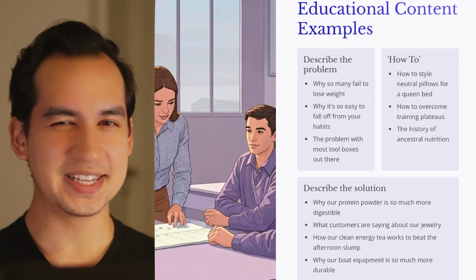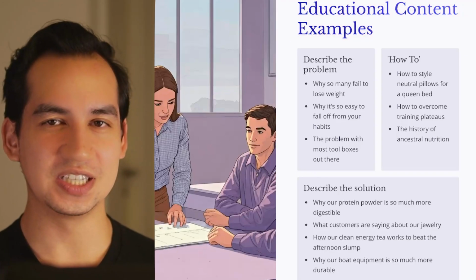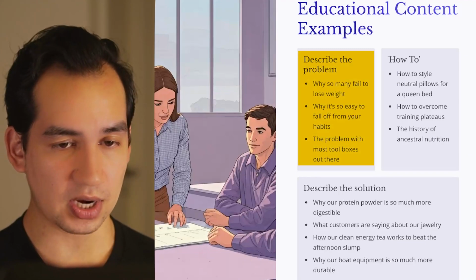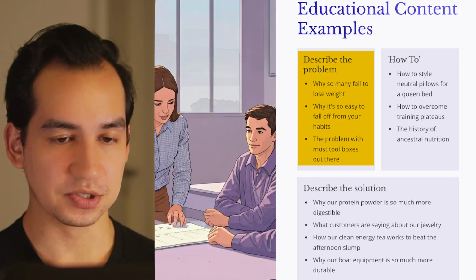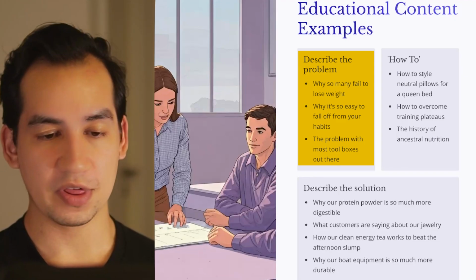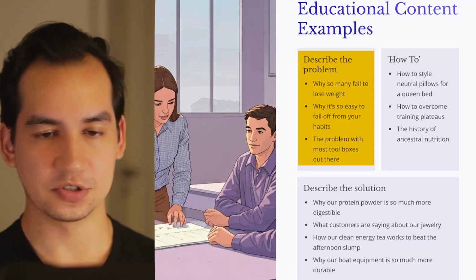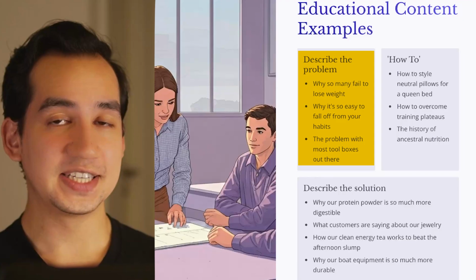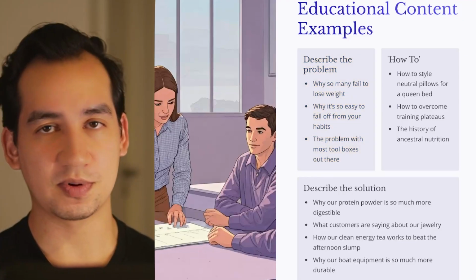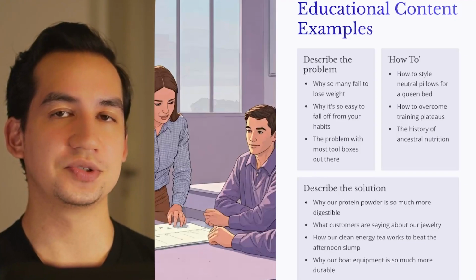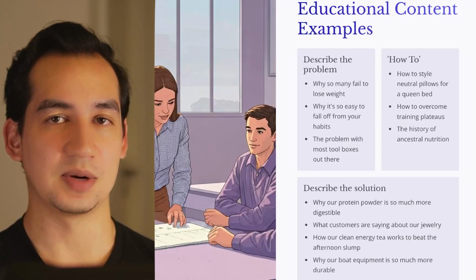And sometimes it'll blend some of these, but this is generally the best way to think about it. So, some examples of describing the problem: why so many fail to lose weight, why it's so easy to fall off from your habits, or the problem with most toolboxes out there if you're selling toolboxes. All right. So, focusing on the problem. The whole idea here is that by describing your reader's problem, or a common problem they're likely to have, they're more likely to trust you as a provider of a solution.